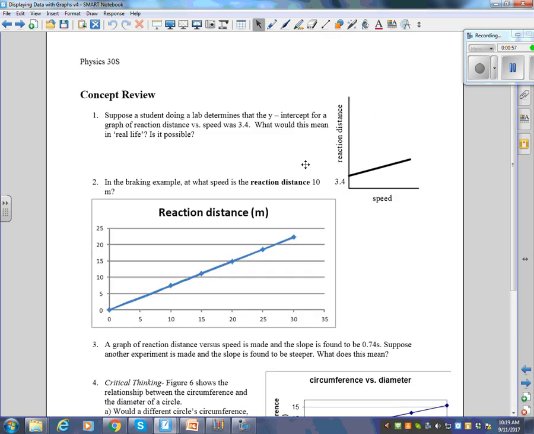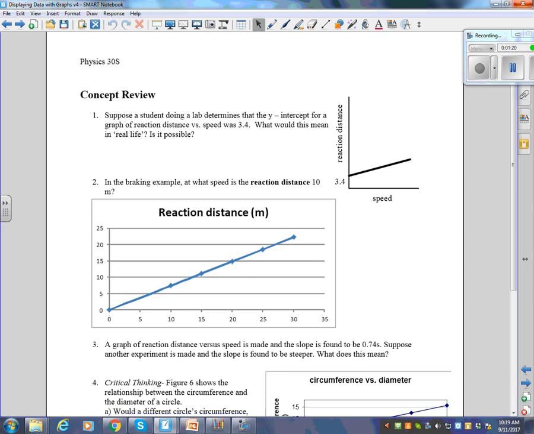Then I gave you these questions, right? And I asked you to do numbers 1 and 2. And I hear that they're kind of challenging. So how about I give you the answers to 1 and 2? That'd be great? Okay. Suppose a student during a lab determines that the y-intercept for a graph of reaction distance versus speed is 3.4. What would this mean in real life, and is it possible?